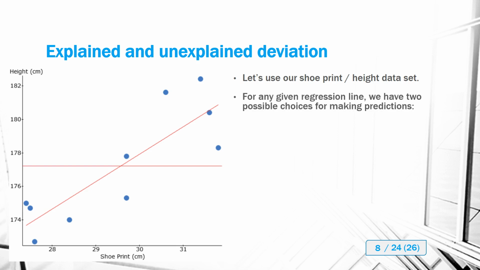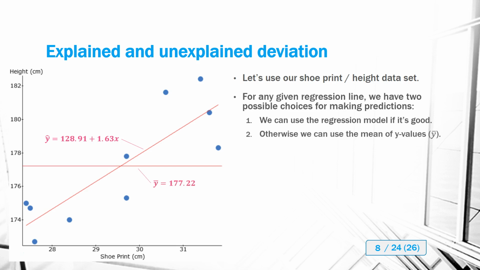The reason why there are two lines on your scatter plot is because we have two possible choices for making predictions. One is the regression model. If it's good enough for making predictions, and we know it's good enough if its R value is greater than the critical R value, then we can use the model to make a prediction. If the model is not good for making predictions, then we're going to use the mean value of the y to make our prediction. That's going to be our best estimate when the regression model is not good for making predictions. So here you have these two lines imposed upon the scatter plot for our data.